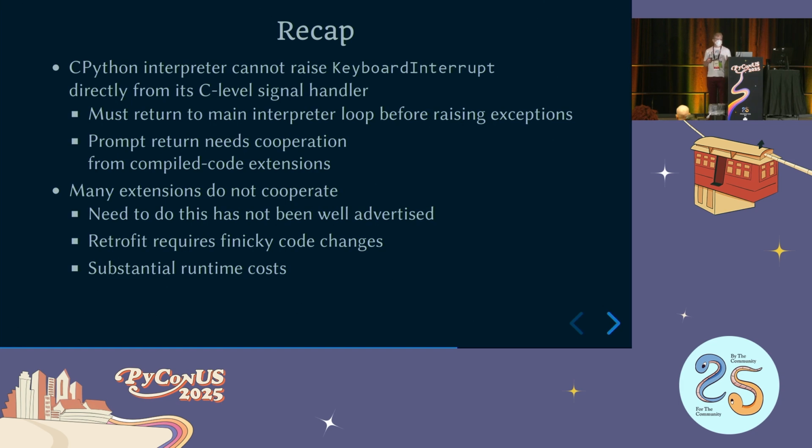CPython interpreter cannot raise keyboard interrupt directly from its C-level signal handler. It has to go back to the main loop first. Do that promptly when the signal interrupted a compiled code extension requires cooperation from that extension. Many extensions don't do this. We've just seen why. It's not well advertised. It requires finicky code changes, and if you're not careful about it, it requires going to hit you with substantial runtime changes. So, great. Extension authors, what are we going to do about this?